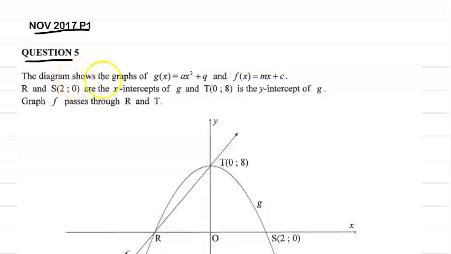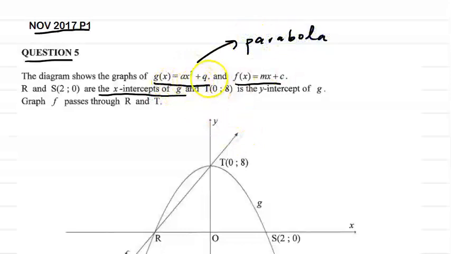And it says that the diagram shows the graphs of g of x equals ax squared plus q. Now remember that this is the standard form of a parabola, and they also tell us that f of x equals mx plus c, which is a straight line function. R and S, 2 and 0, are the x-intercepts of g. So g is our parabola and it's given to us in the standard form.